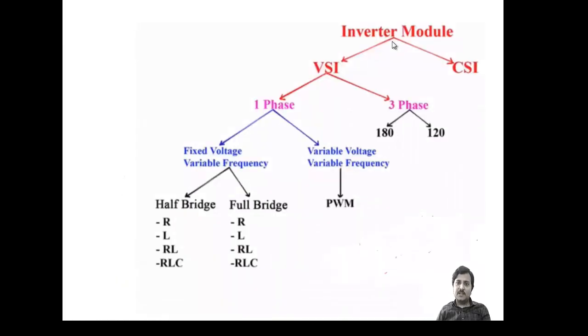So this is the basic classification which we have already done: inverter modules VSI and CSI. In the VSI, we have single phase and three phase. In single phase we have fixed voltage and fixed frequency, and variable voltage and variable frequency. For fixed voltage, variable frequency, we have the half bridge, and again the full bridge, and RLC depending on the load. Variable voltage, variable frequency can be done with the PWM technique. In three phase inverters, the operating modes are the 180 degrees operating mode and the 120 degrees operating mode. A similar thing will be there in CSI also.